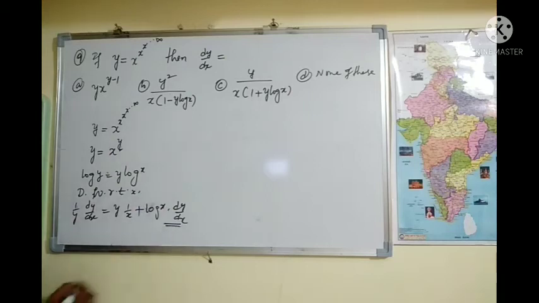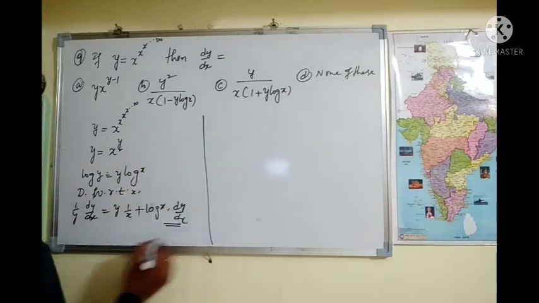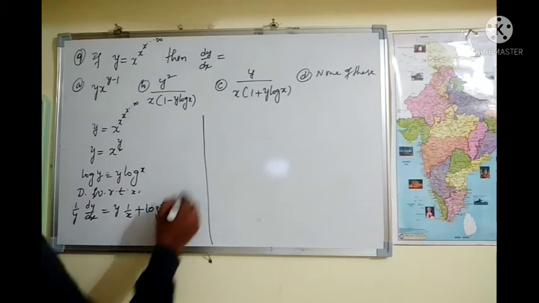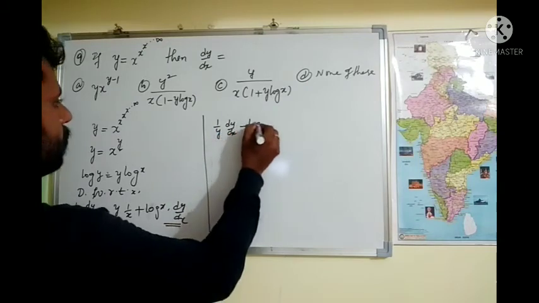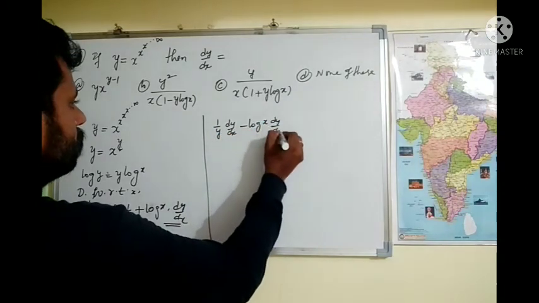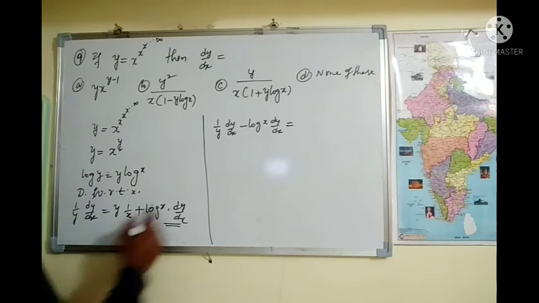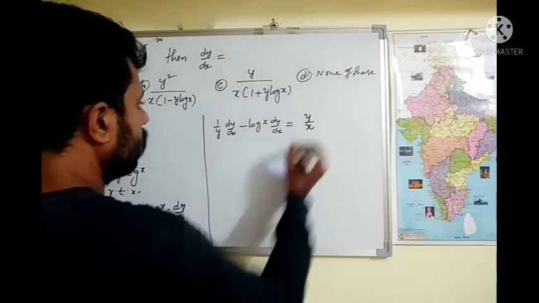Now this term is transposed, take it to the left hand side, you get minus log x into dy by dx. 1 by y into dy by dx minus log x into dy by dx is equal to the remaining term. Here the right hand side result is y by x.